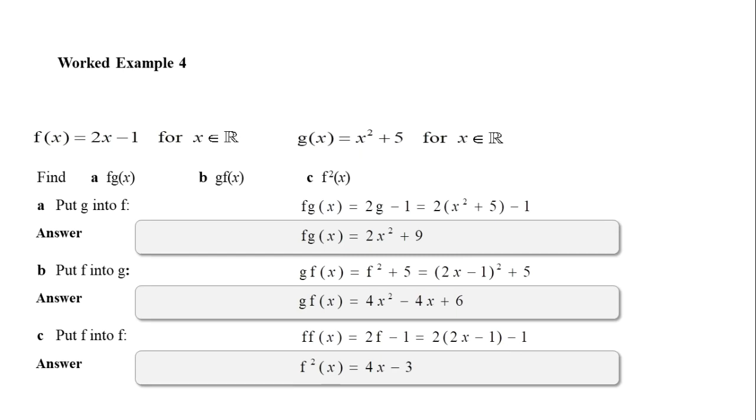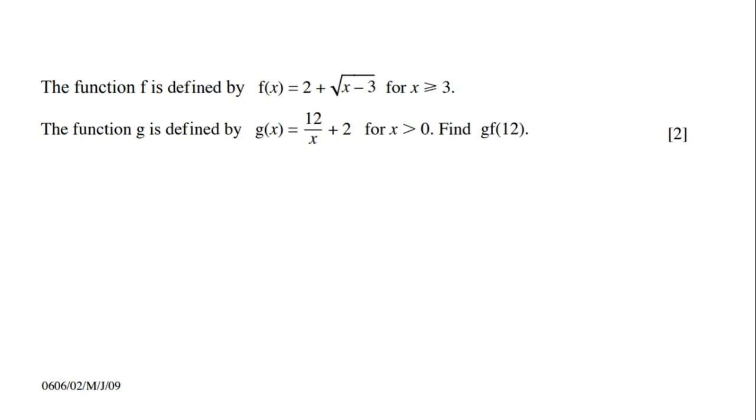Let's now move on to some past year questions about this lesson. First example. The function f is defined by f of x is 2 plus square root of (x minus 3) for x is greater than or equal to 3. The function g is defined by g of x is 12 over (x plus 2) for x is greater than 0. We are asked to find g of f of 12. It will give you 2 marks in your paper.